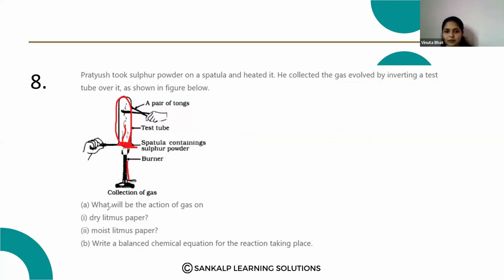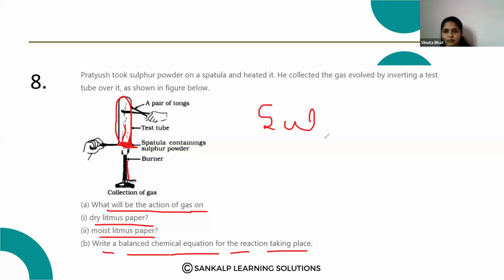So what will be the action of the gas on dry litmus paper and moist litmus paper? Write the balanced chemical equation taking place. Here, sulfur is taken in this. And you have to write the action on dry litmus paper and moist litmus paper, and the balanced chemical equation here.